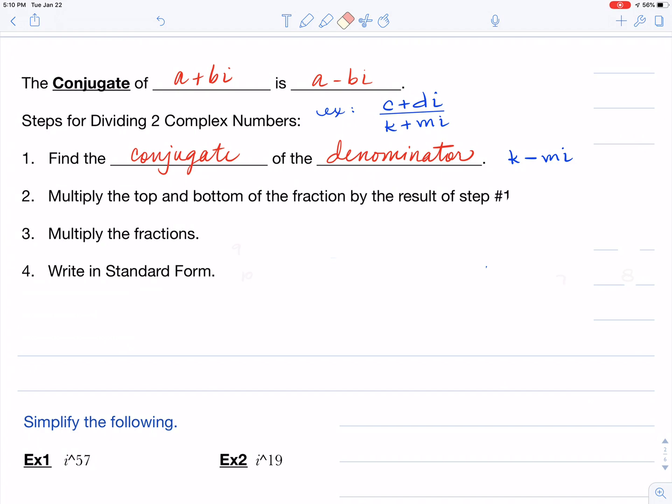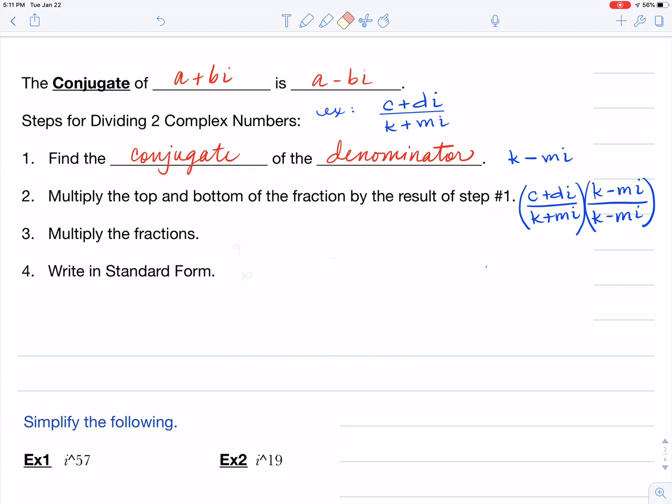Then step number 2, you need to take and multiply the top and the bottom by what you found in step number 1. So here's just a copy of the top and the bottom. That's my original fraction. And I'm going to take the top and the bottom and multiply by my conjugate. Here's your embedded question for this section. Why is it legal to multiply on the top and the bottom by the conjugate? Tell me why that's legal. Write that down. Bring it to class.